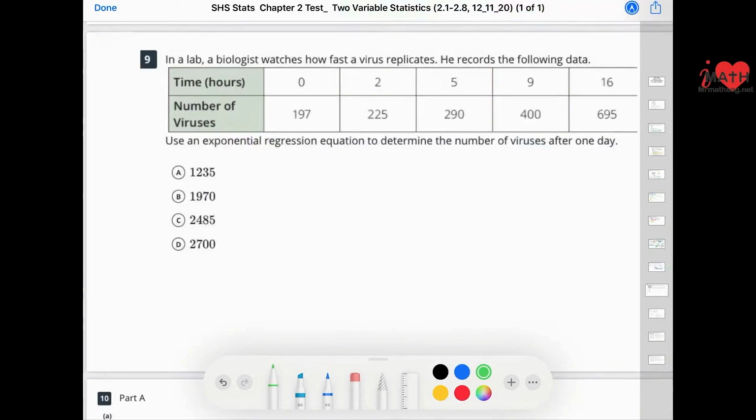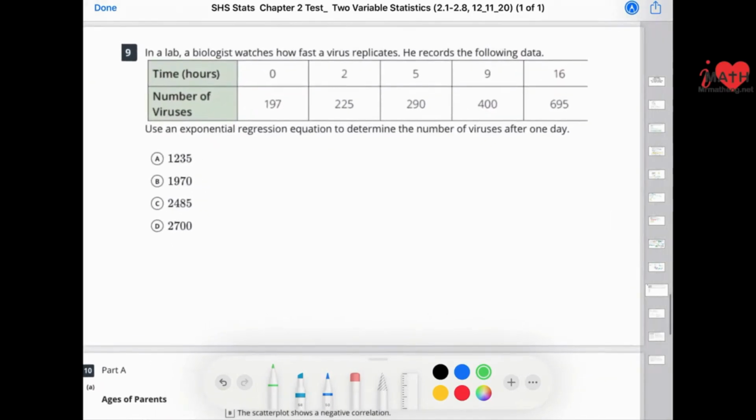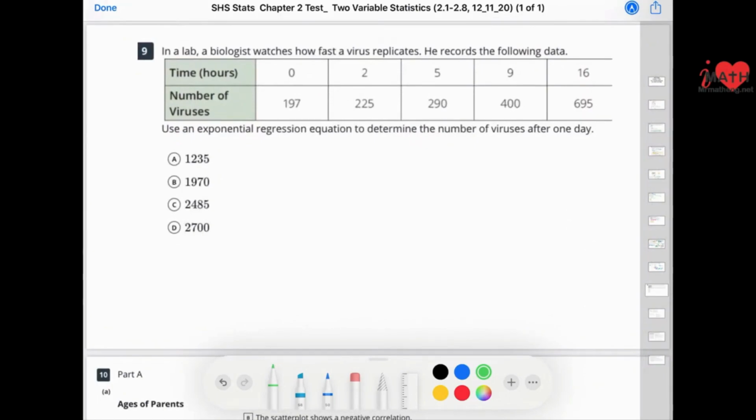Question number 9. I don't have question number 9. Okay. In a lab, a biologist watches how fast a virus, maybe like the coronavirus, replicates. He records the following data. Use an exponential regression equation to determine the number of viruses after 1 day. All right, let's put this in.